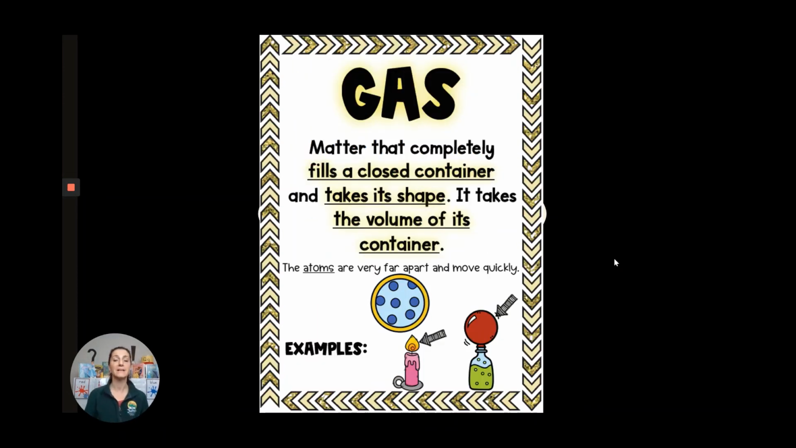All right, and gas is a matter that completely fills a closed container and takes its shape. It takes the volume of its container. The atoms are very far apart and they move quickly. Any container that is closed has some kind of gas in it, meaning air, right? Air is all around us. Now, most gases are invisible, but there are some that you can see, like vapor, which is when water turns into gas. Often you can smell gas, right? And there's gas all around us.